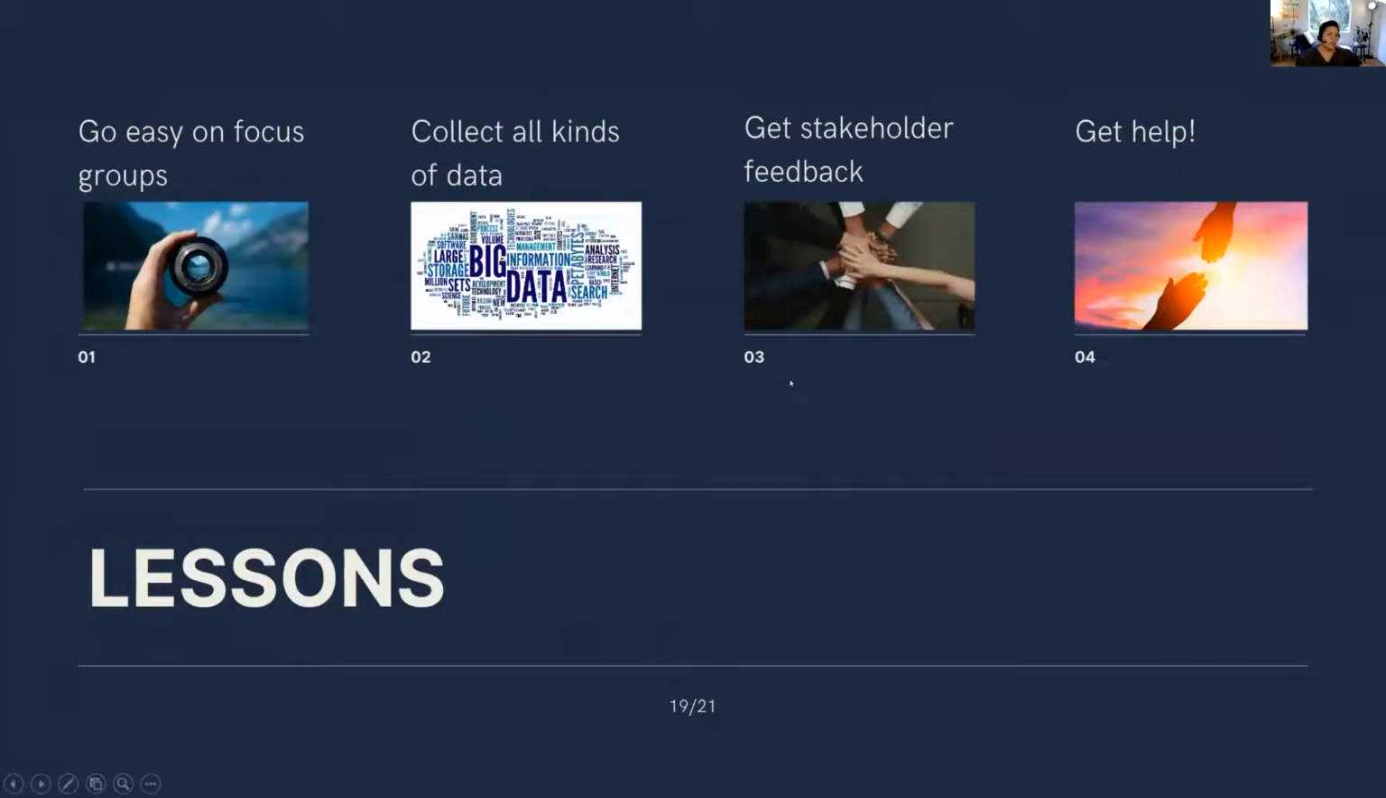So quickly, just a couple of lessons, some things that I might do differently if I did this again. I loved our focus groups, but in total, we did 13. We did 9 in the research phase and then 4 in the dissemination phase. And I don't think we needed to do that many. And I think this for a couple reasons.